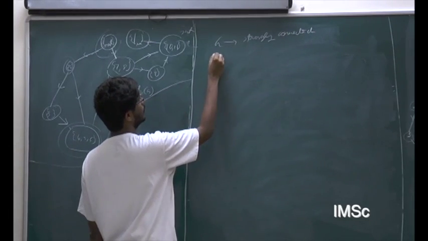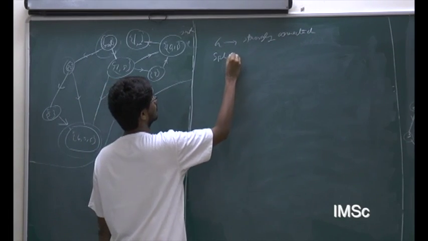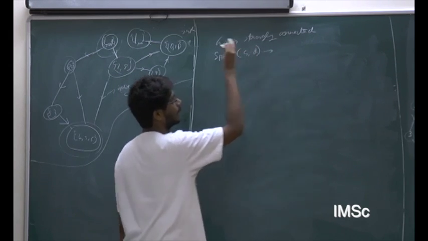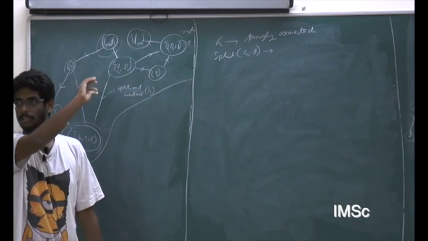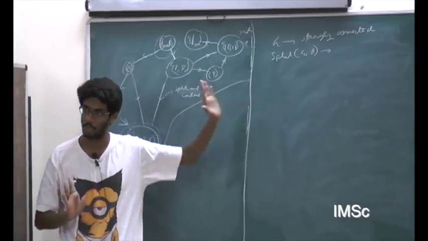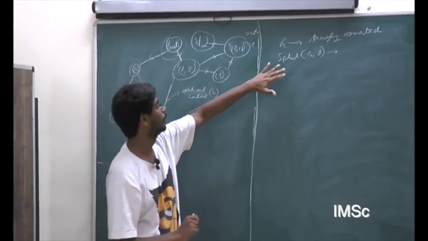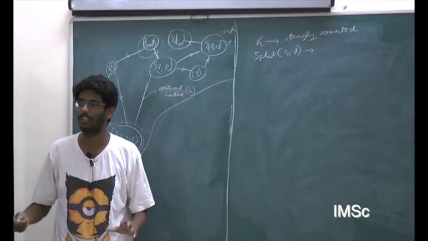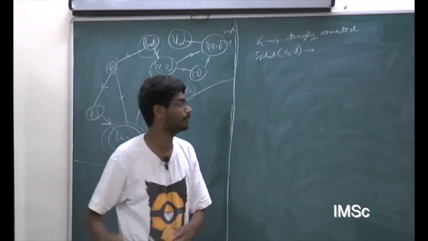I do a split of G with some random node D. Now this cannot be strongly connected, because from D out I cannot reach D in. So this is not strongly connected. So the condensed graph of this graph has at least two vertices.